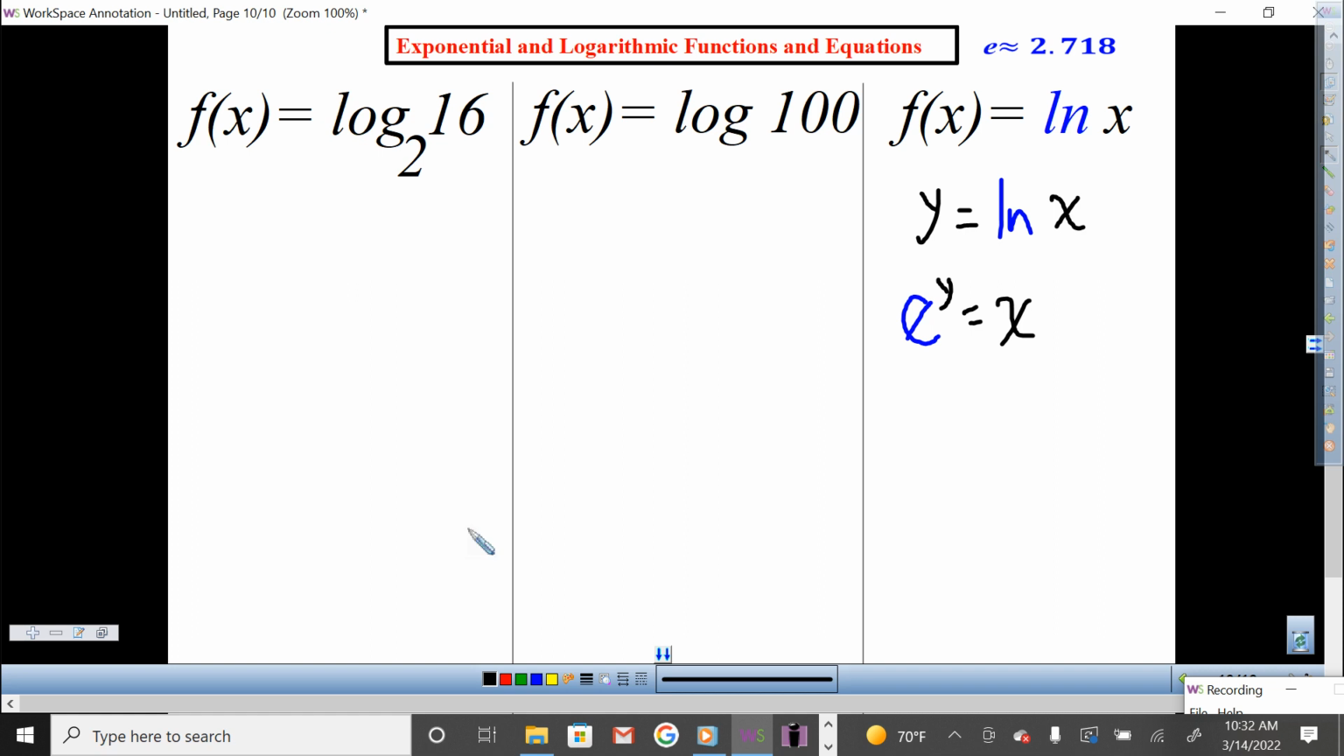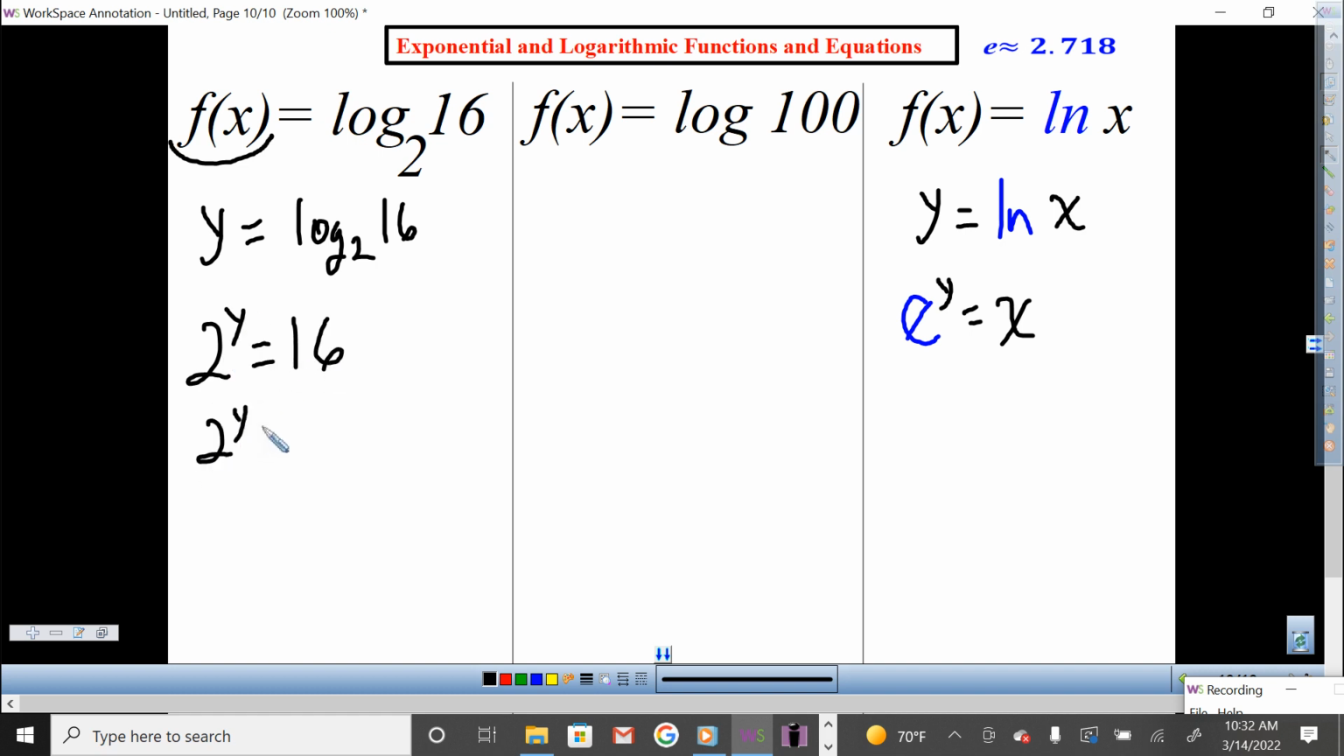Let's go to this one. What does this become right here, guys? We've done this before. Yeah, y equals log 2 of 16. And then 2 to the y equals 16. 2 to the y equals 2 to the what? 4. That means y equals 4.